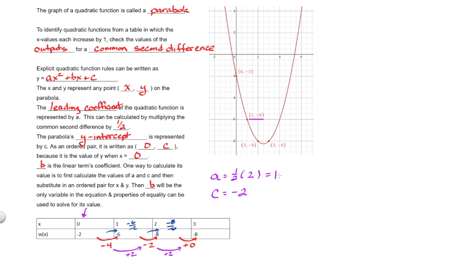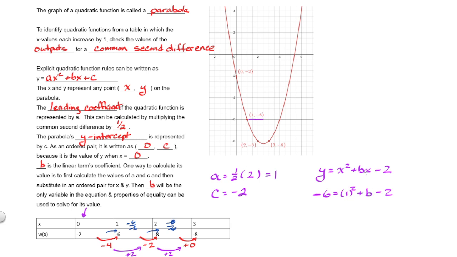So we need to have y equals, we know a is 1, so we have 1x squared plus bx plus -2. I'll write that as -2. Now we'll just substitute in a value for x and y. So I put -6 in for y. I'll put 1 in for x.